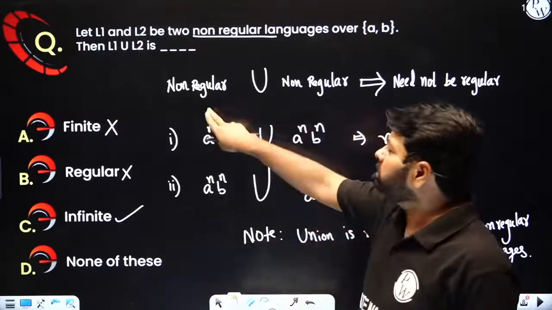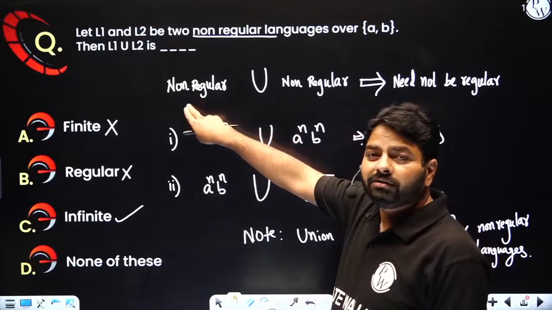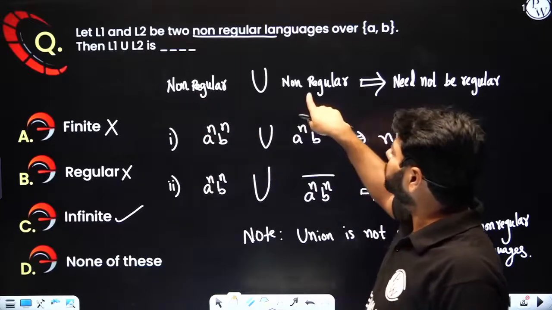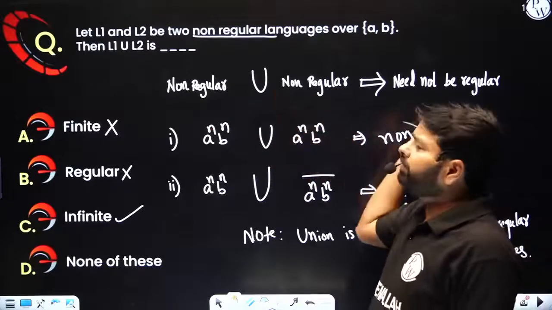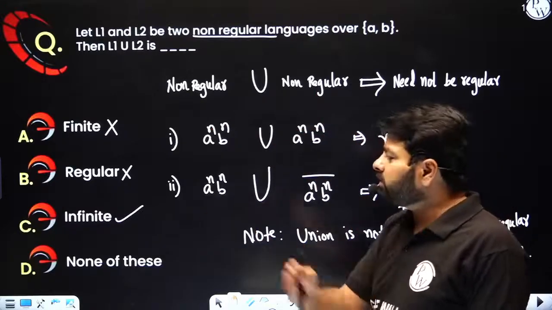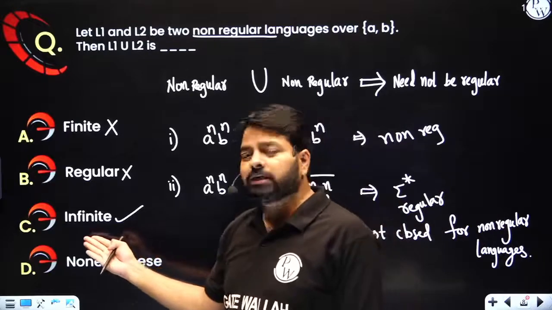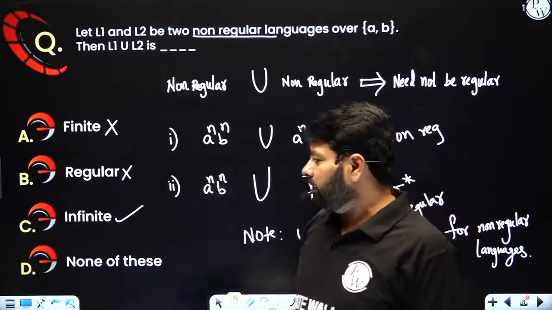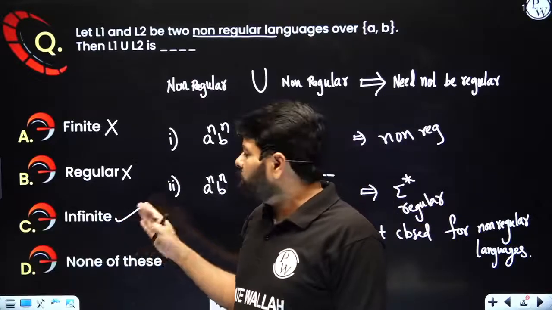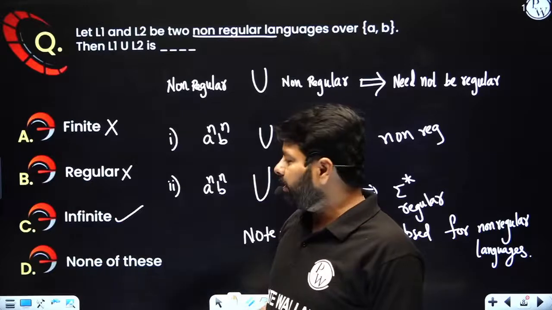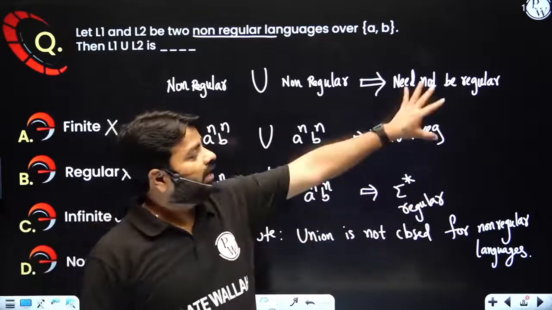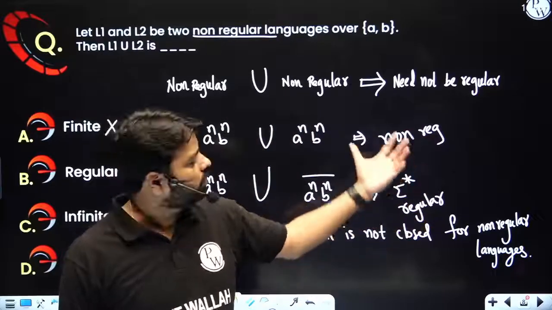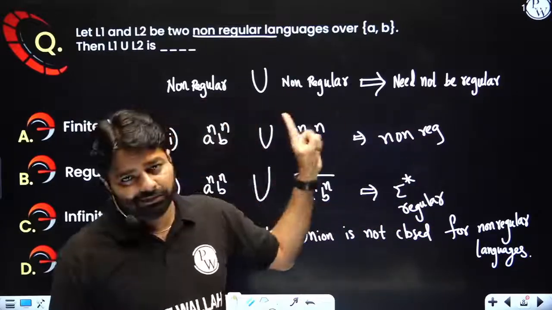Why? A non-regular language is never finite, but not every infinite, some infinite, no doubt. Some infinite language union some infinite language, infinite union infinite, could satisfy infinite. So see how beautifully the options are designed for this question. And if you are not aware of this, you might ignore this infinite too. So definitely the language is infinite, but the answer may be regular or may be non-regular. It depends on the given two non-regular languages.